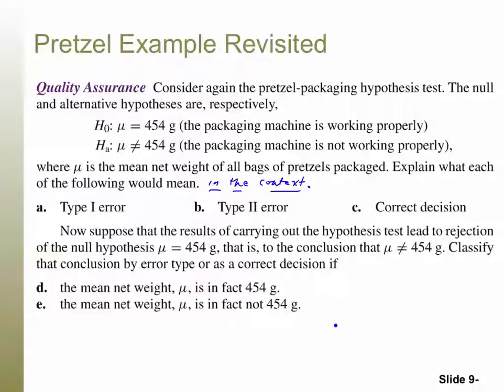So we know what a type 1 error is. It's when the null hypothesis shouldn't have been rejected, it's true, and we rejected it. So what would that mean in the pretzel situation? Just practice talking through that with the person next to you. So what do each of these mean in terms of pretzels? Go.